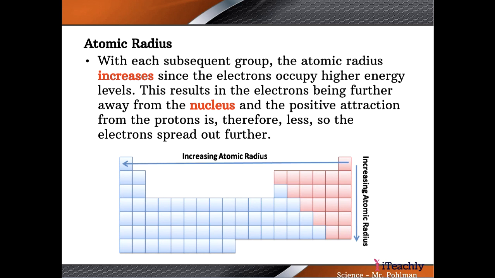This results in electrons being further away from the nucleus, and the positive attraction from the proton is therefore less, so the electrons spread out further. All right, so as you are moving through your groups, what we're going to find is that as you go from right to left, you're going to see the radius of your atom getting bigger and bigger and bigger. Okay? And then as you move down the periodic table, likewise, your atoms are going to get bigger and bigger and bigger. Okay?